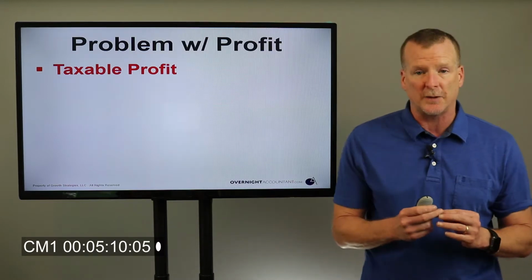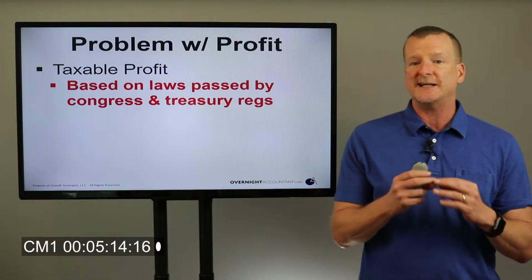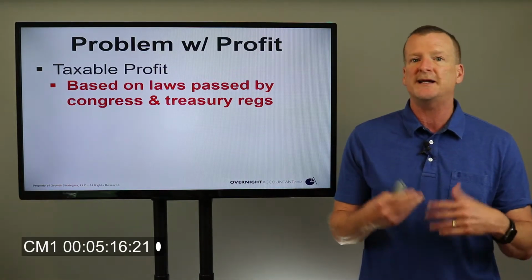Now we have taxable profit. Completely different form of profit. But what is taxable profit? That's really just the income that you pay taxes on.